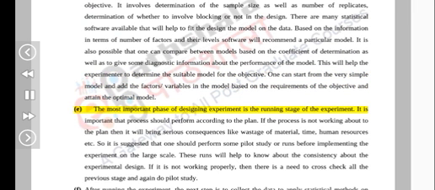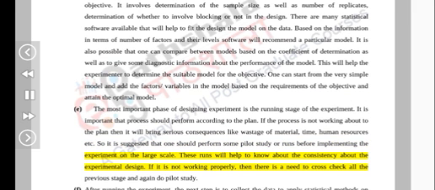E. The most important phase of designing an experiment is the running stage of the experiment. It is important that the process should perform according to the plan. If the process is not working according to the plan, then it will bring serious consequences like wastage of material, time, human resources, etc. So it is suggested that one should perform some pilot study or runs before implementing the experiment on a large scale.